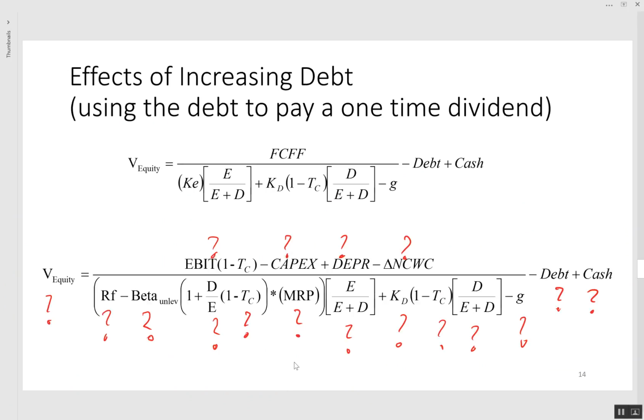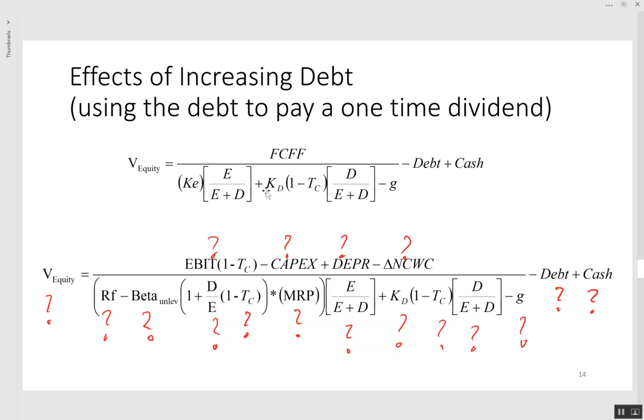So let's think about that. What if I were to increase debt in a firm and use that cash generated by the debt to immediately pay a dividend? In other words, I'm increasing the value of debt, but cash is unaffected because I immediately pay it out as a cash dividend to the shareholders. Nothing in the numerator for the valuation. This is a one-stage growth, free cash flow in the numerator, WACC minus g in the denominator. So this is the value of the firm.